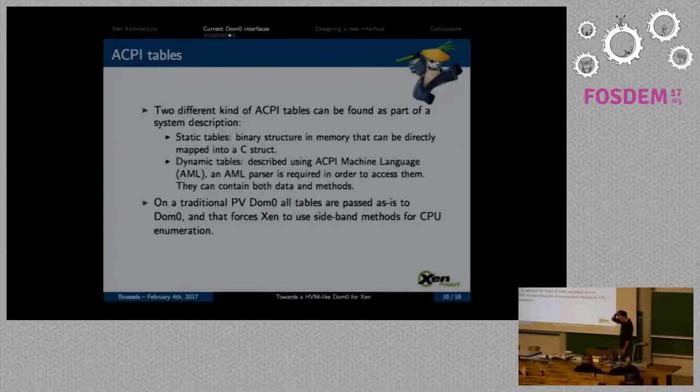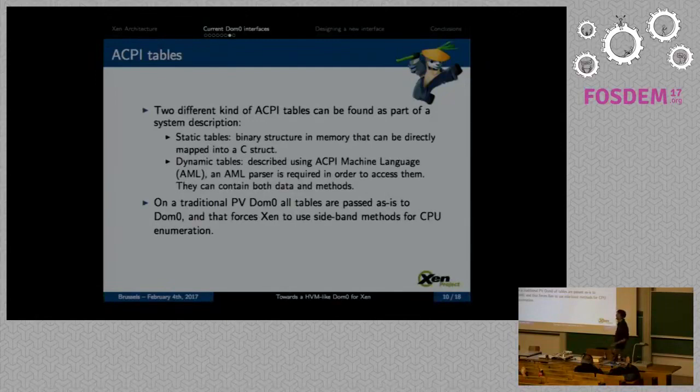And finally, one of the things that is also different on a Dom0 compared to bare metal is the ACPI tables. I would like to speak a little bit about the ACPI tables first. There are mainly two different kinds of ACPI tables. One of them are called the static tables, which are used on boot and are very simple tables in memory that can be mapped to a C structure. So they don't contain anything very complicated. It's just static information that you can use during boot.